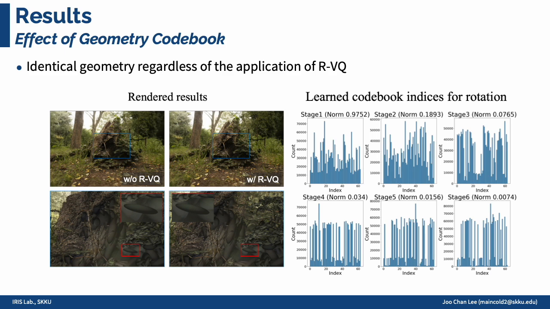We also explore the patterns of learned indices across each stage of R-VQ. The initial stage exhibits an even distribution, with a large magnitude of codes. As the stages progress, the magnitude of codes decreases, indicating that the residuals of each stage have been effectively trained to represent geometry. More detailed ablation studies, including quantitative results, can be found in the paper.